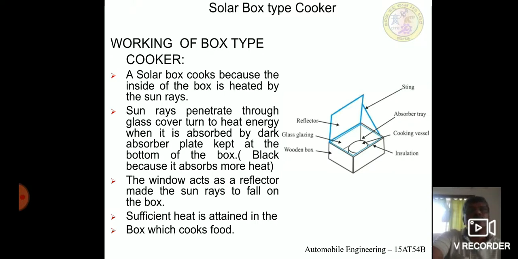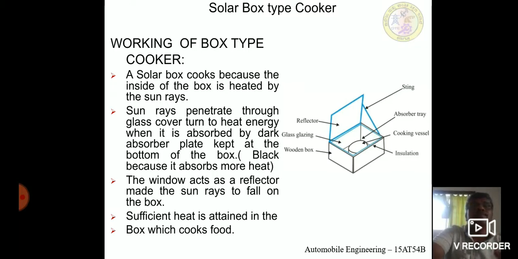Sun rays penetrate through the glass cover and turn into heat energy when absorbed by the dark absorber plate. As I said, it's a dark absorber plate. The tray is almost black in color. Why is it black? Because black color absorbs more heat. That's why we advise don't wear black color clothes during summer, because it absorbs more heat.